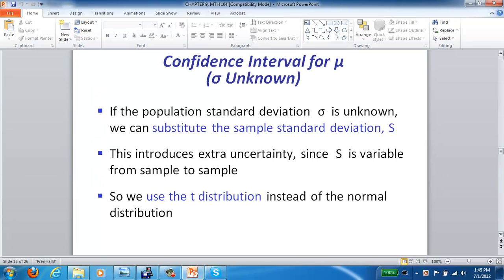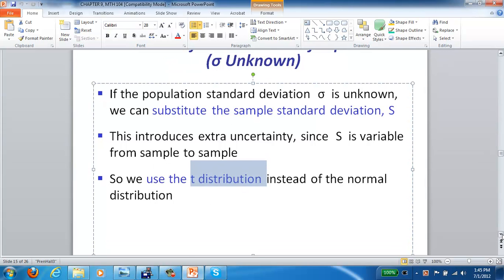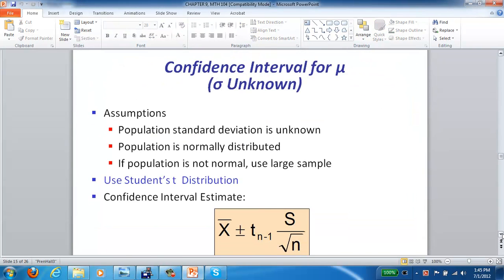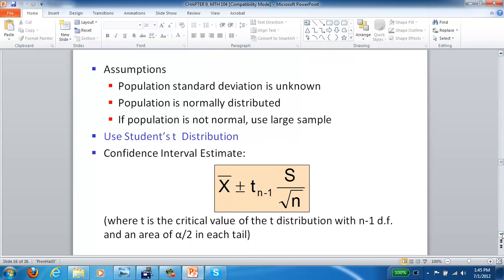So in this case, if the population standard deviation sigma is unknown, we have to use the sample standard deviation S. So instead of using the Z distribution, the normal distribution, we have to use the T distribution, as you can see here. Now the assumptions are going to be pretty much the same. The formula looks very similar to the previous one, with two differences.